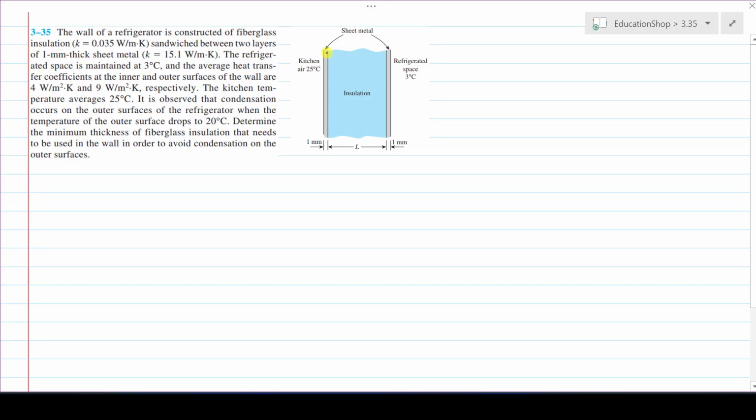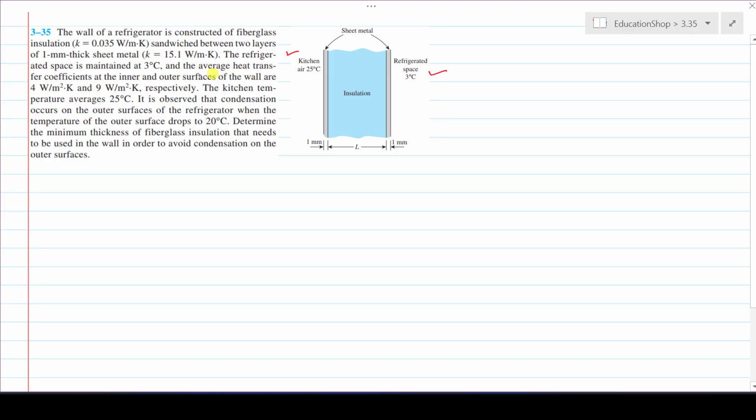These are the two layers, layer 1 and layer 2. In between, the insulation layer is sandwiched, whose thermal conductivity is 0.035 watt per meter Kelvin, and the thermal conductivity of this 1 millimeter sheet is 15.1 watt per meter Kelvin. The refrigerated space is maintained at 3 centigrade. This is the refrigerated space. This is the outside kitchen space, and its temperature is 25 centigrade.